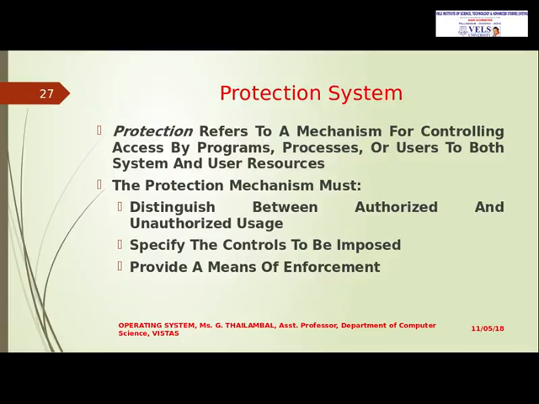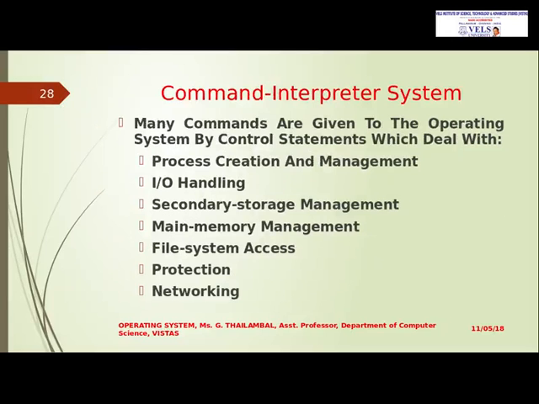If the operating system fails, anyone can enter and anyone can access whatever they want. Right. And the next one is the command interpreter system. With the command interpreter system, you can control the operating system by giving commands. The commands can be given for accessing, process creation, IO handling, secondary storage management, main memory management. Everything is controlled with the help of commands given to the operating system. The command is given by the user only, so the user needs to know what command needs to be given to the operating system.